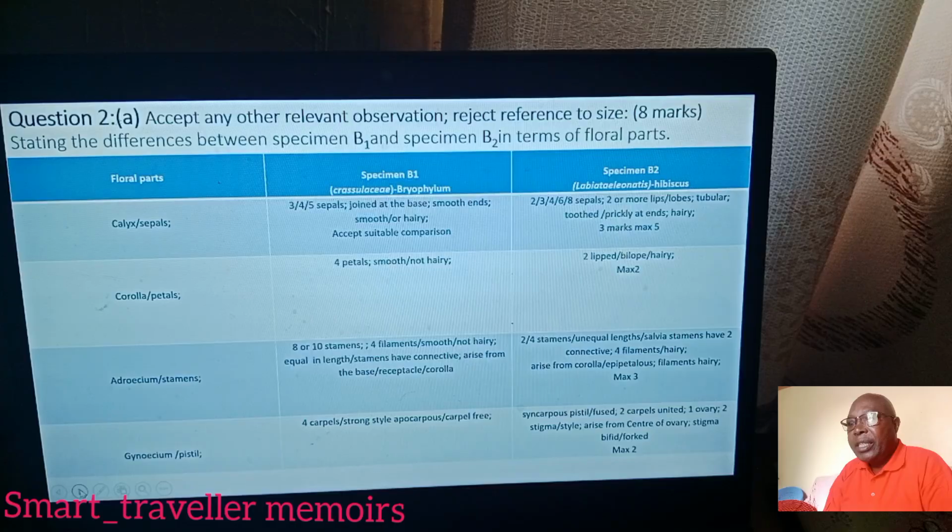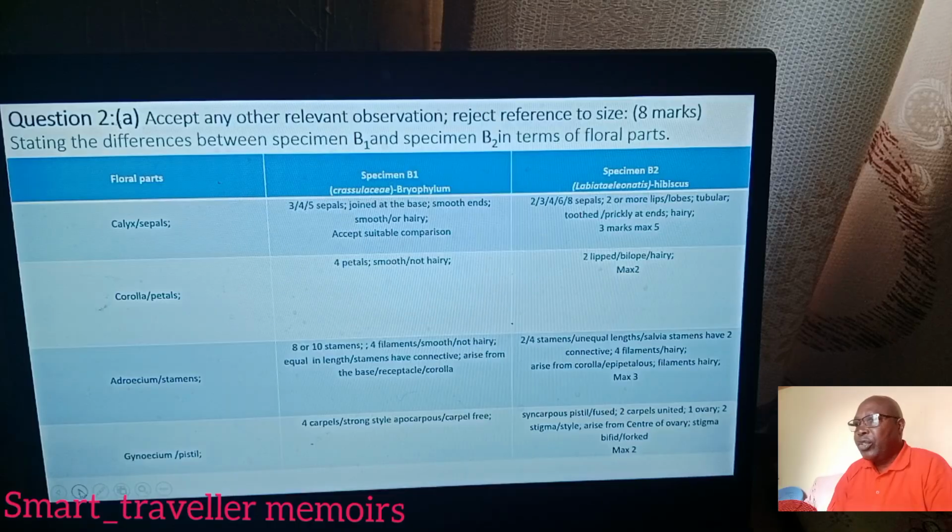Next floral part is the corolla, which is made up of petals. For B1, you have 4 petals, which are smooth and not hairy. For B2, you have 2 ribbed or bilobed, hairy petals. Maximum here is 2 marks.